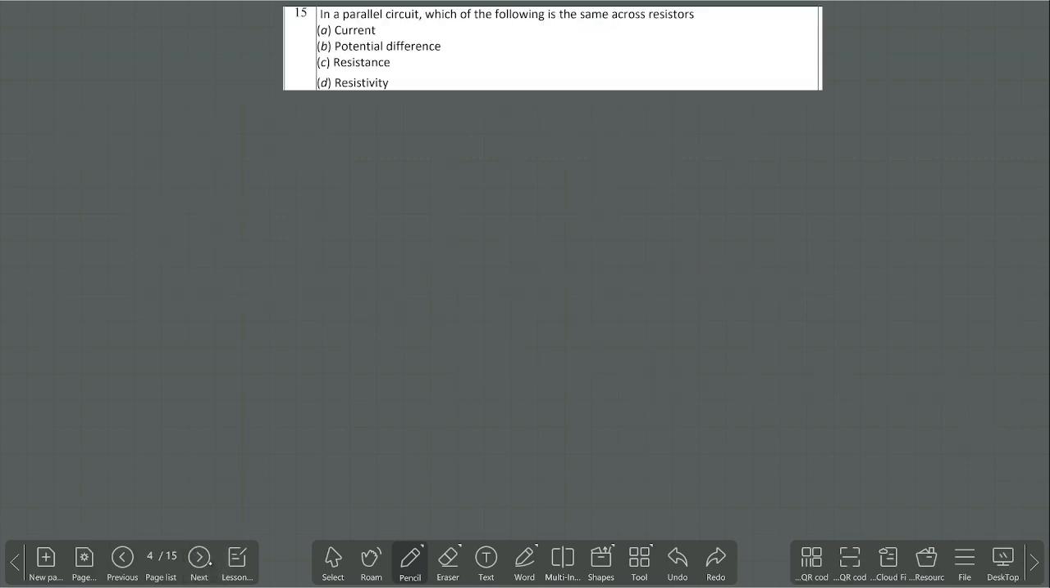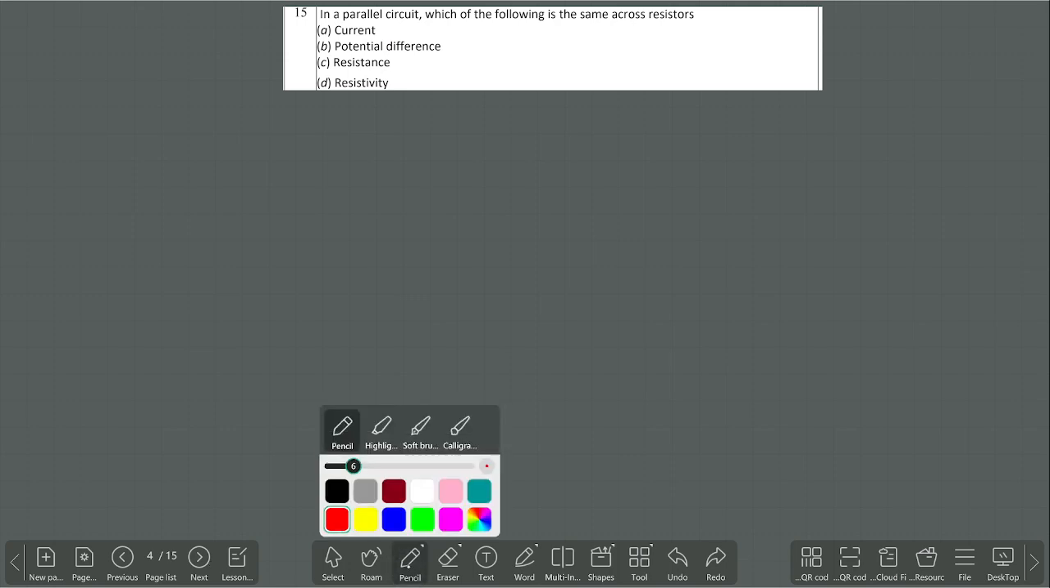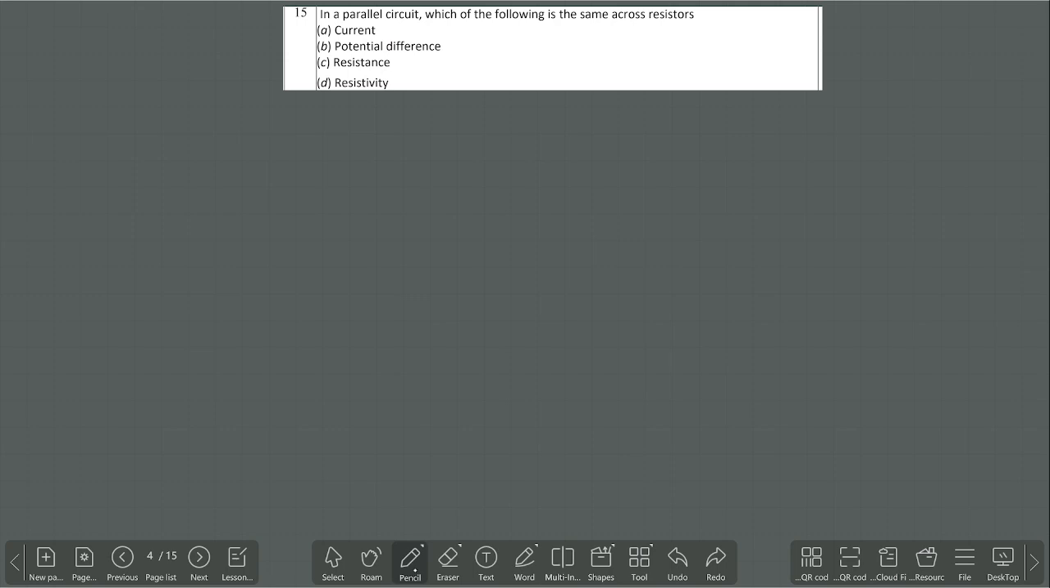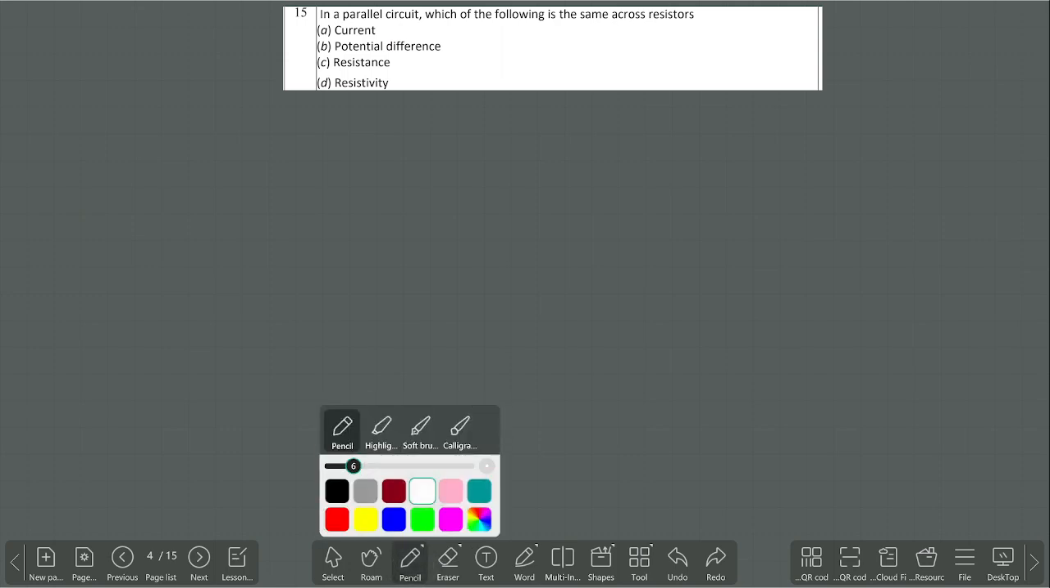So the next question: in a parallel circuit, which of the following is the same across the resistors? That means the question is based upon the combination of resistors. So what type of combination is it? It is called the parallel combination.